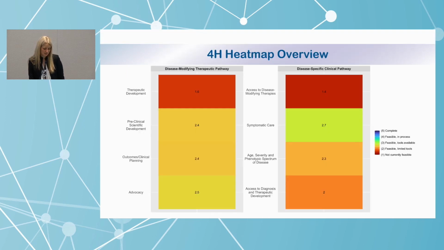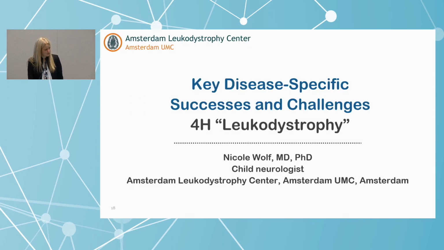So the heatmaps: there's some red and orange, but more yellow than what we used to have. And I think for a relatively new disease, it's encouraging. Hopefully next time we'll have more yellow and perhaps some blue. I'll let Nicole Wolf talk about the challenges and successes.